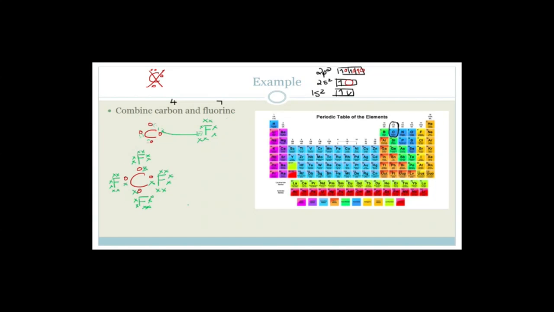There you go. And this is called carbon tetrafluoride. Carbon, because it's the central atom. Tetra, because there are four fluorines, and fluoride.